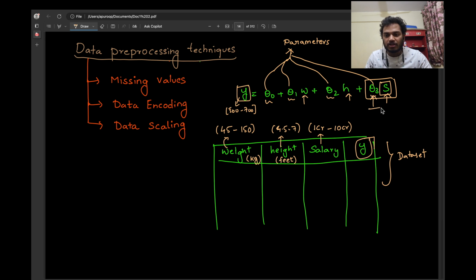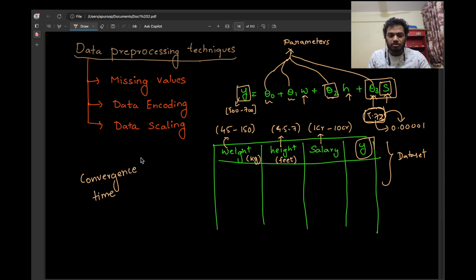Initially, let's say a parameter is some 5.73. Then from this 5.73, it needs to be adjusted to 0.0001, and the amount of time the model takes to adjust from 5.73 to this value will be too much. Similarly, the theta naught value and all the other values need to be adjusted to their optimal values, right? The time taken to reach from a random model to the optimal model is called convergence time, if you remember. We will always try to reduce this convergence time as well. That is also one of our objectives, right?